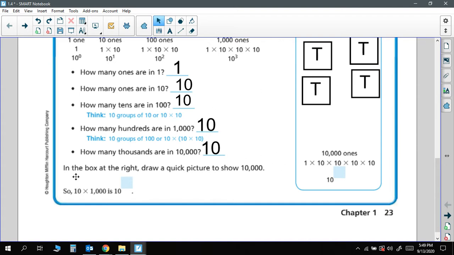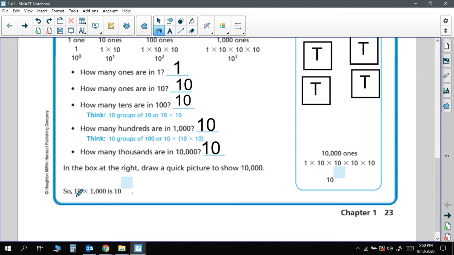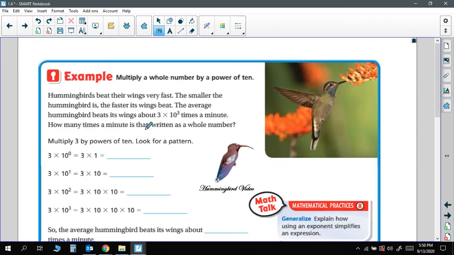All right. And then it says, so 10 times 1,000 is 10 to what power? Once again, remember that your zeros relate to your exponent. So if we look here, you have 1, 2, 3, 4 zeros. So your exponent's going to be 4. Same thing over here. 10,000 ones, or 10 times 10 times 10 times 10. Once again, how many zeros do you have? 4. So it's 10 to the 4th power. Okay? All right, let's go to the next page here.